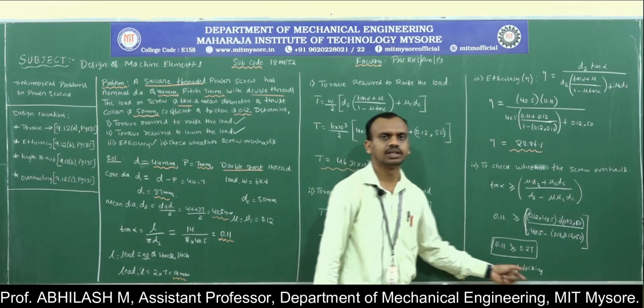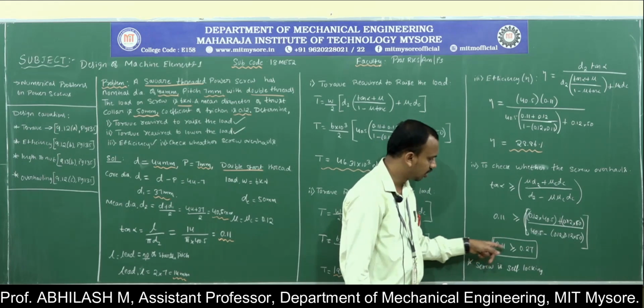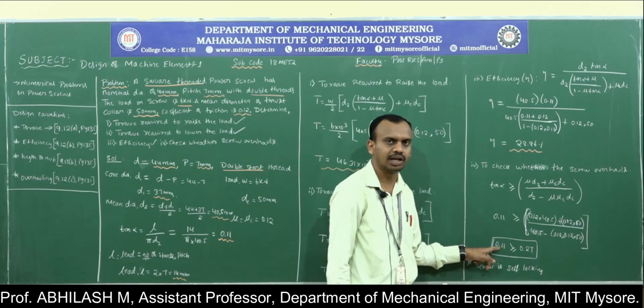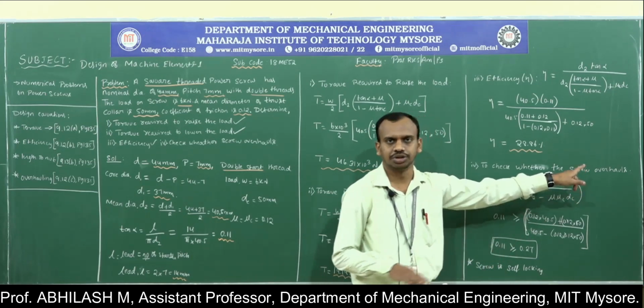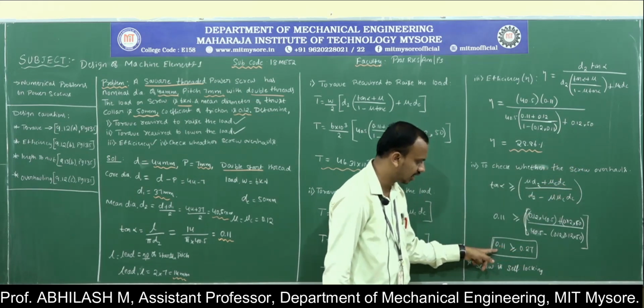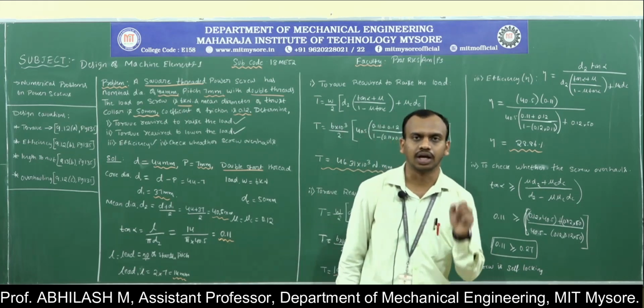The screw is self-locking. If by any chance you are going to get the value on the right hand side to be lesser than this particular value, then the screw would have overhauled. That condition should not exist. But here the RHS is greater than that of the LHS. So we can clearly state that the screw is of self-locking type.